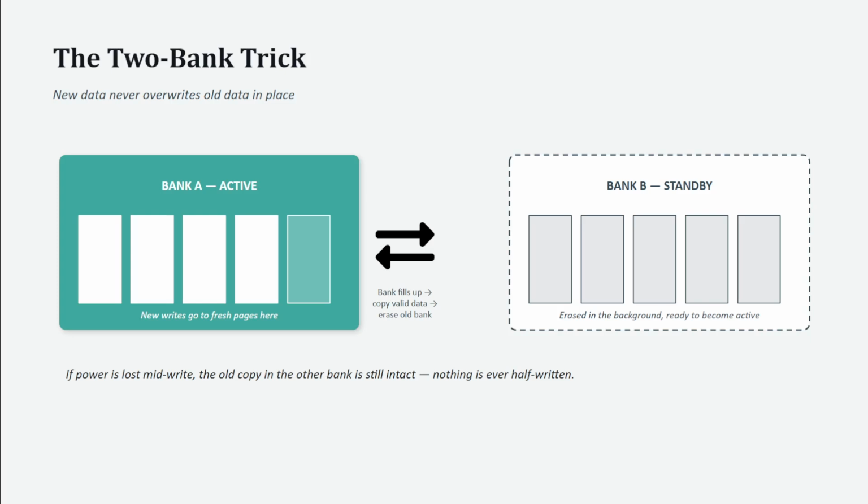Why does it matter, right? Because everything we do should matter in some way. So the first point is power loss safety. If the car loses power mid-ride, the old copy of data is still intact in the other bank. You never end up with a half-written corrupted value. So what you're providing is consistency and availability of the data.